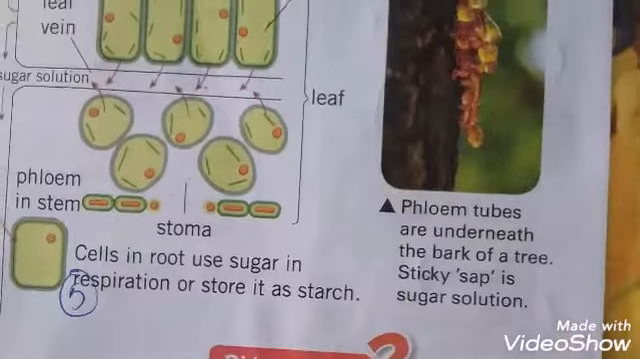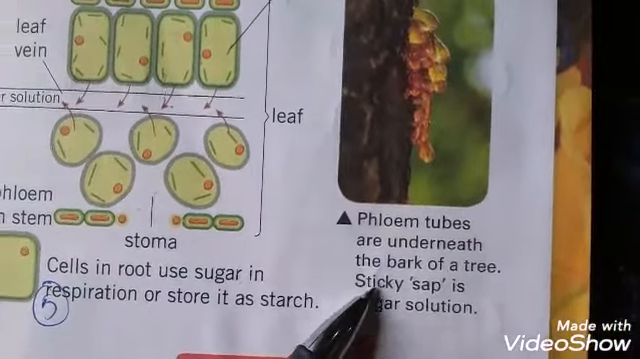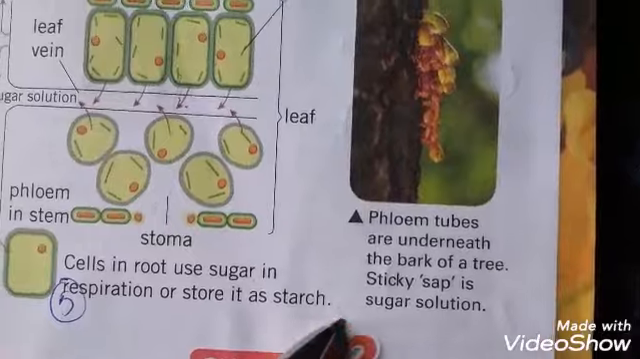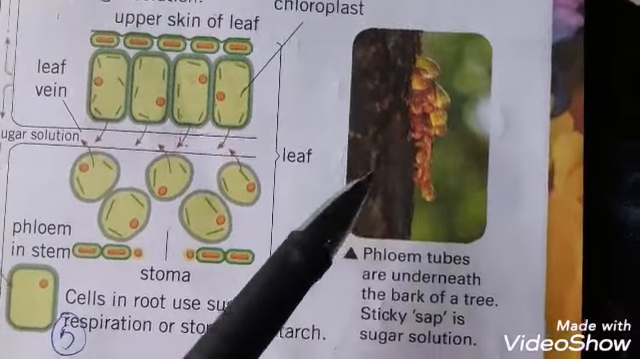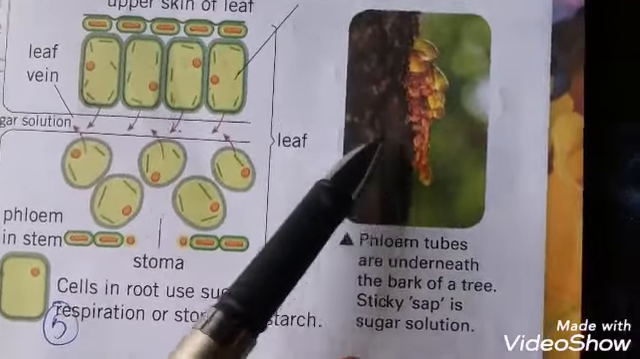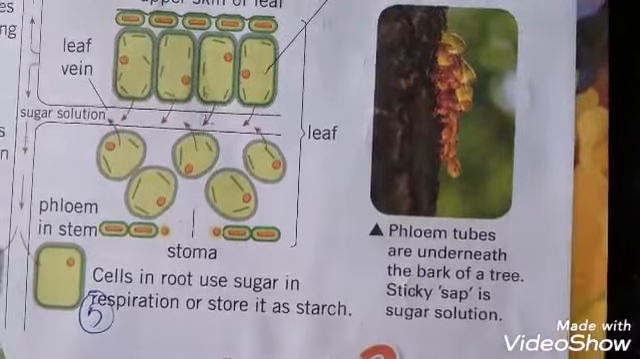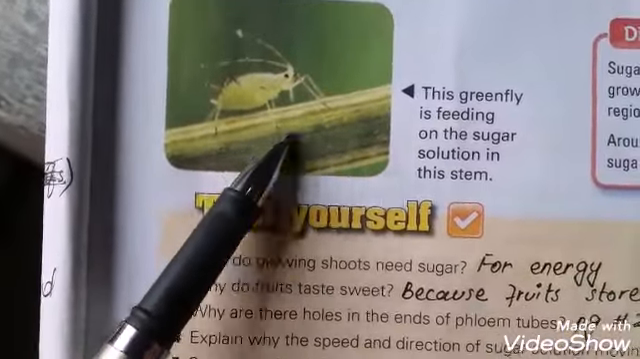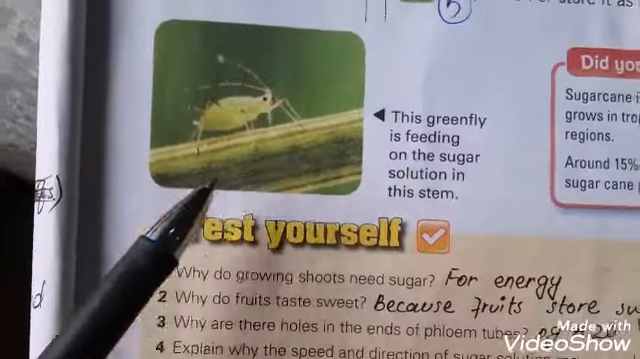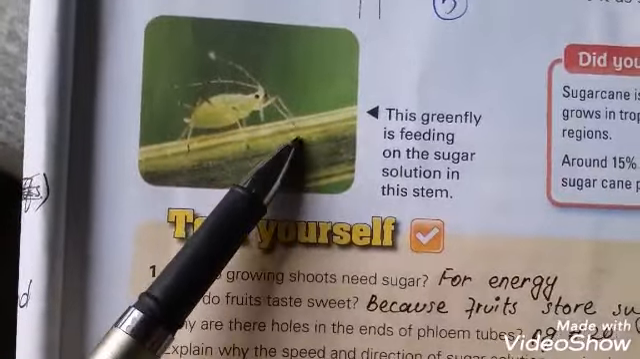Dear students, look at that. Phloem tubes are underneath the bark of a tree. This is the sticky sap of sugar solution that is present underneath the bark of the tree. This greenfly is also feeding on the sugar solution that is present in the stem.